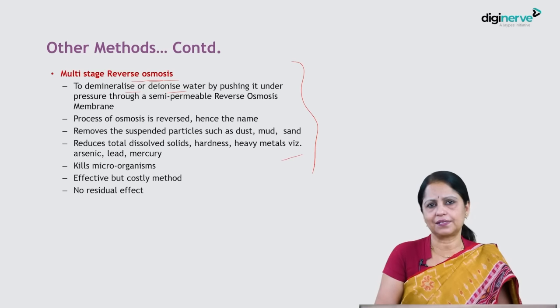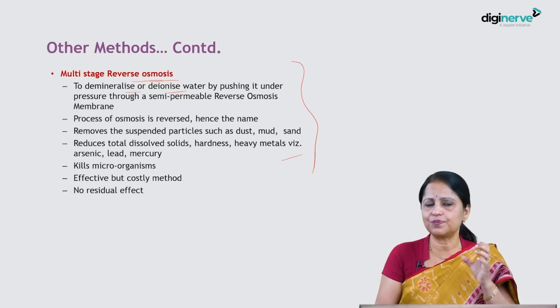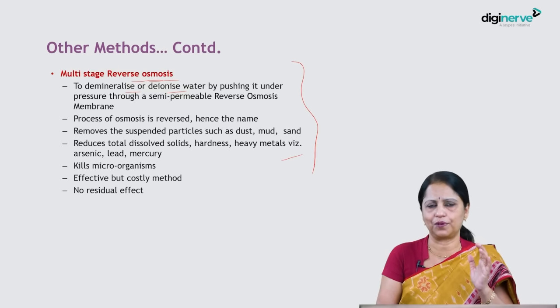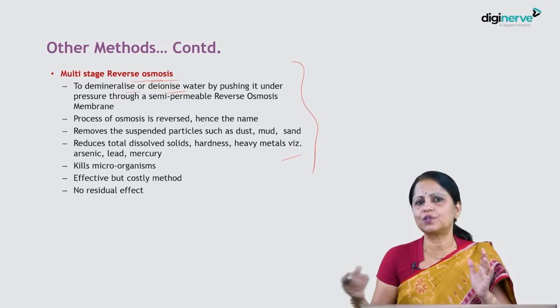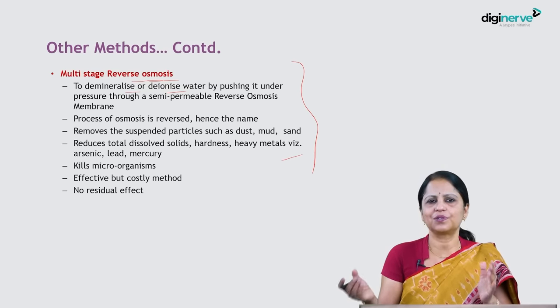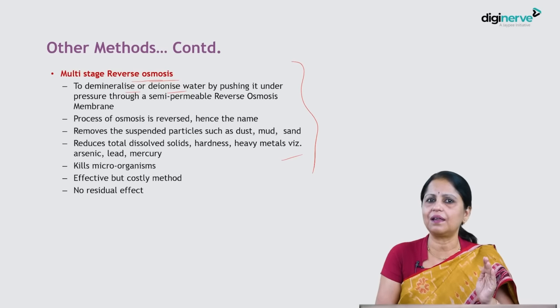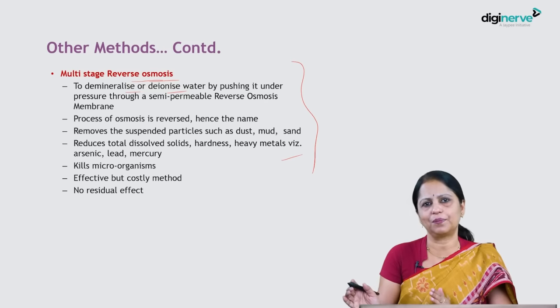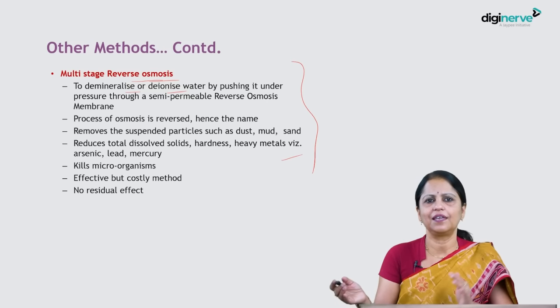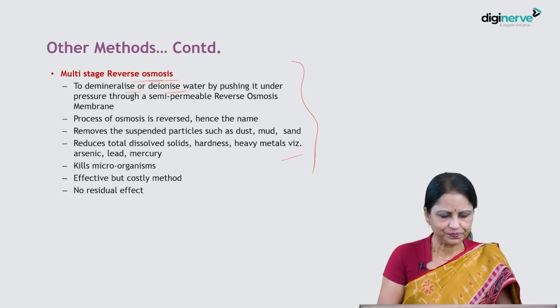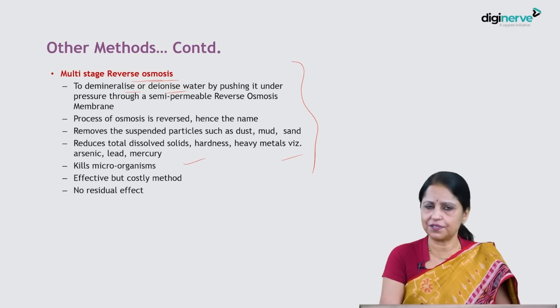But in this case, what happens? The water that is of higher concentration, that means raw water that contains minerals and other impurities, from that, we need to draw out clear water that is of low concentration. So that means the process of osmosis is reversed, and this is done by passing the water under high pressure so that it crosses the osmotic membrane and goes to the other side. The clear water passes, and the impurities are held back on the other side of the membrane. And it kills all microorganisms. It is very effective, but again, it is a very costly method and it has no residual effect.